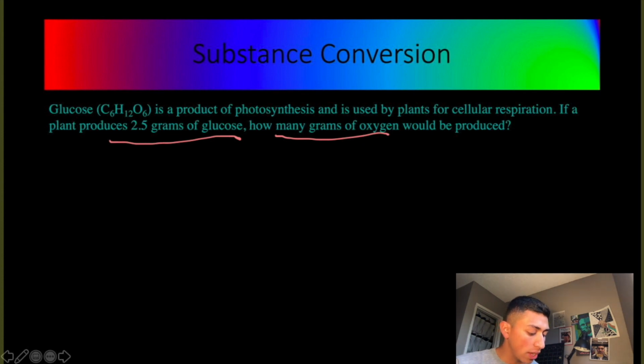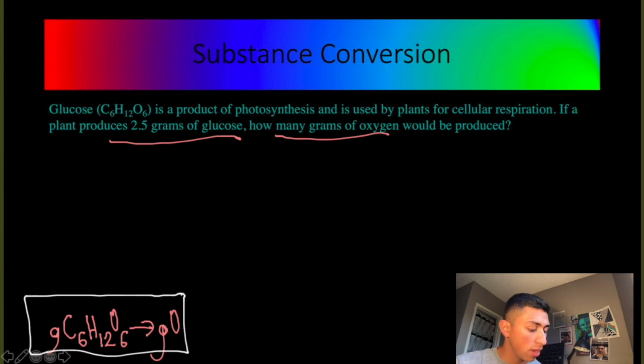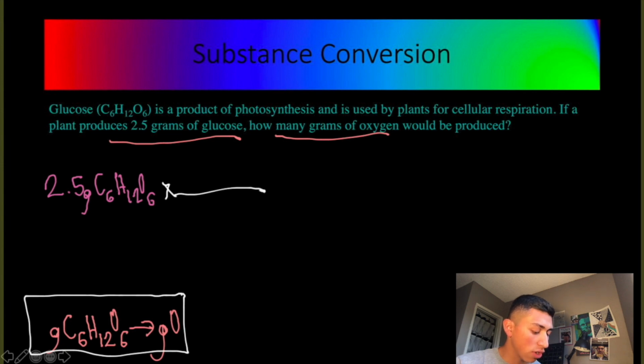From that information, we can conclude that this problem is asking us to convert from grams of glucose, which is C6H12O6, to grams of oxygen. Now I'm going to leave this box down here just so that we can refer to this while we're doing the problem. The first step in solving this problem is going to be writing out the 2.5 grams of glucose, which is C6H12O6, right? Now we're converting from grams of glucose to grams of oxygen.